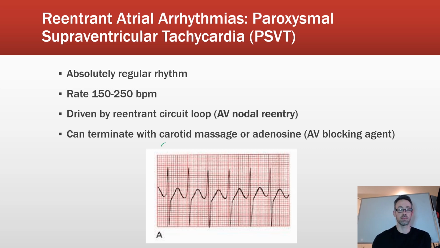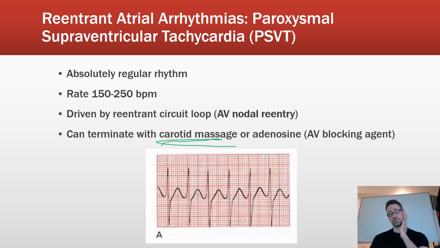So you see here, the carotid massage. You do a carotid massage. You could do a Valsalva maneuver. If those don't work, you could use something called adenosine, which actually blocks the AV node and basically inhibits AV nodal activity, and also inhibits any more action potentials firing in that loop, so it can terminate it.